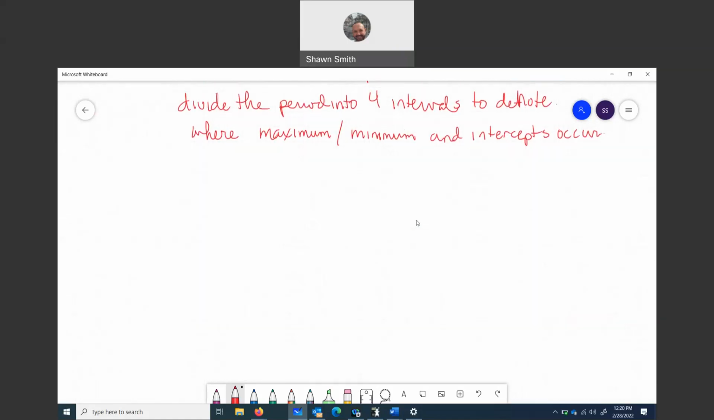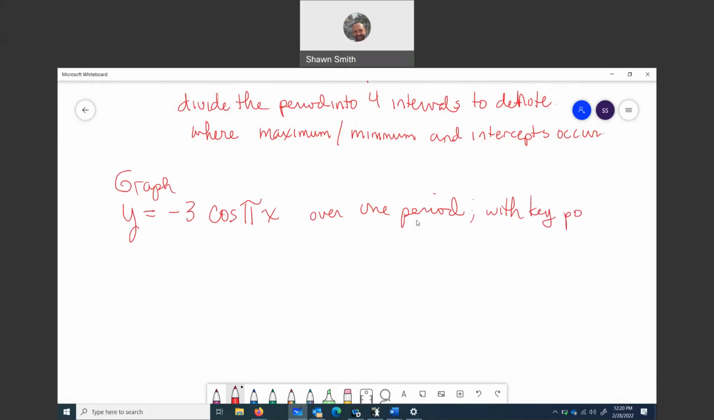All right, let me give you some practice. Try this. See if you can come up with a sketch in your key points. Y is equal to -3 times the cosine of pi times x over 1 period. Key points listed.